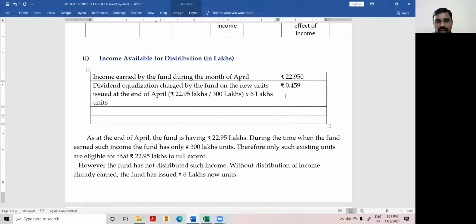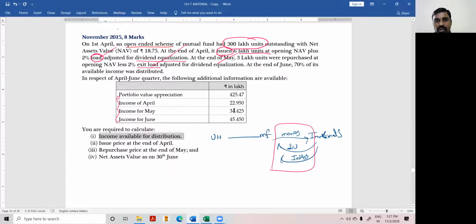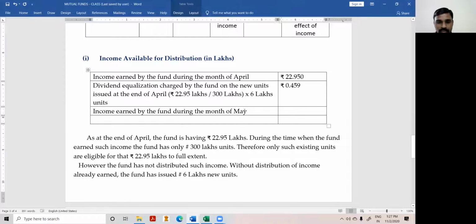Next, income earned by the fund during the month of May. What is the income earned by the fund during the month of May? 34.425. Okay.